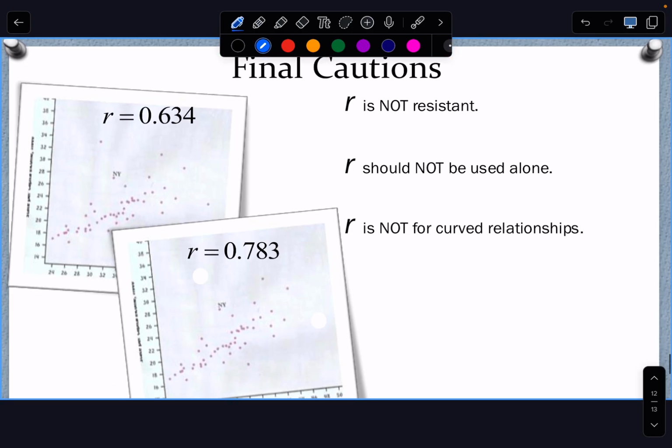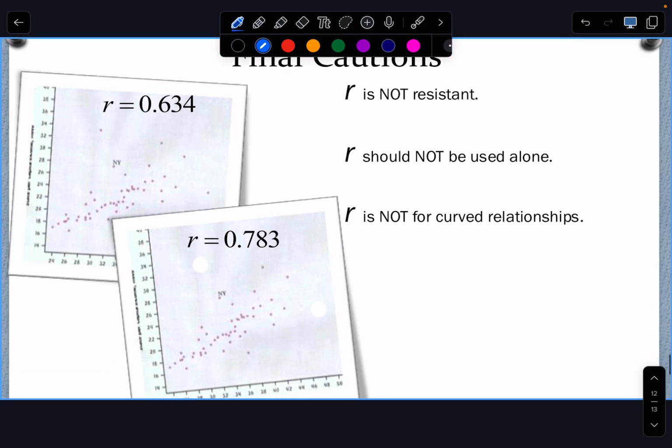Last thing here. So final cautions. When we calculate correlation, one of the things we have to be aware of, this wasn't on that property list that we did earlier. Correlation is a non-resistant measure. Meaning what? Outliers affect it. Okay? So R is a non-resistant measure. That means if I have outliers present, I'm not going to necessarily get an accurate reflection of the overall association. So I have to be aware that outliers are going to be a problem.